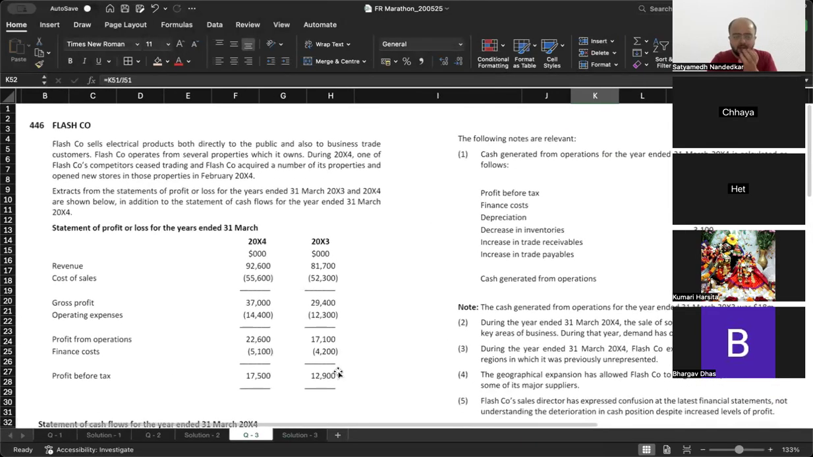13.34%. Now, if a competitor has gone out of the market, so there is क्या होगा that his customers will come to you because he is not operating in the market. So Flash will benefit in a major way. And your gross profit ratio, if you see, has improved from 36% to 40%. And there could be a number of reasons. Can you tell me what could be the reasons behind it?